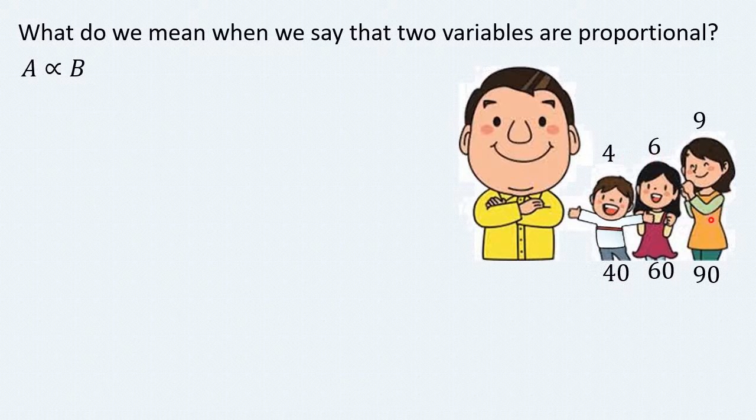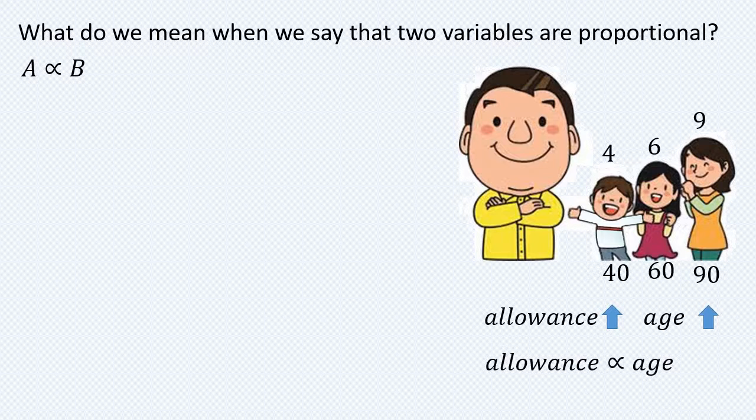The allowance increases as the age increases. In other words, we can also say that the allowance is directly proportional to the age. Furthermore, each child's allowance is 10 times his age, and therefore we can say that the allowance is equal to the age multiplied by 10, where 10 is a constant value in every case.